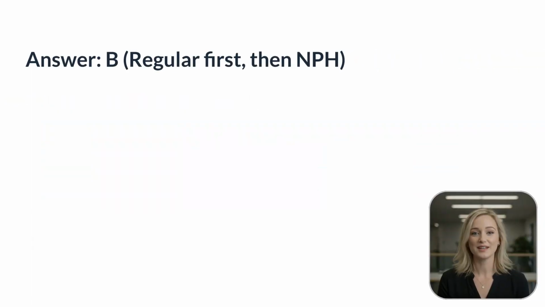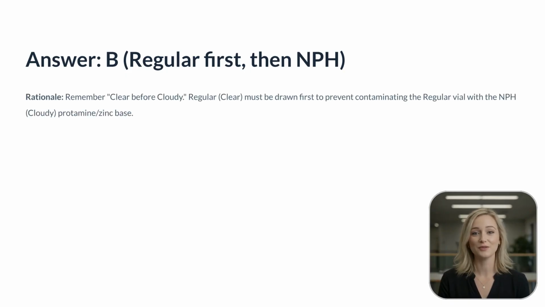When mixing regular and NPH insulin, what is the correct procedure? The correct answer is B, regular first, then NPH. Remember the rule, clear before cloudy. Regular insulin, which is clear, must be drawn first to prevent contamination from the cloudy NPH protamine/zinc base.